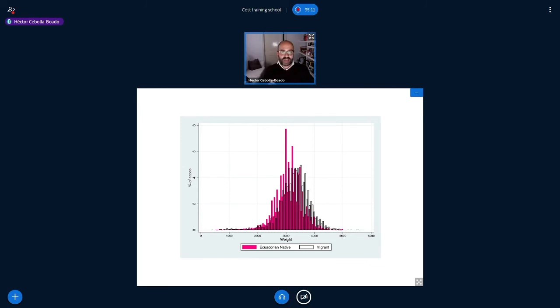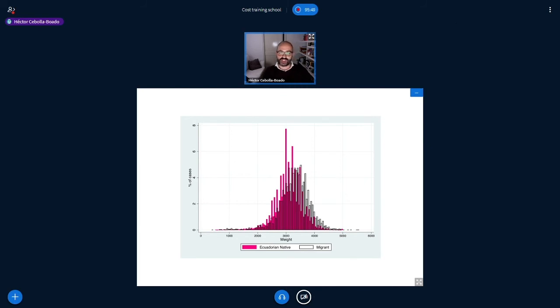So have a look at this first plot. I want to get your views, and this way I will benefit from your feedback. So in white you have the weight distribution of babies born to Ecuadorian mothers in Spain, and in pink you have the distribution of weights of Ecuadorian mothers in Ecuador. So in pink you have non-migrants, and in white you have Ecuadorian migrants. We're comparing these two populations, okay?